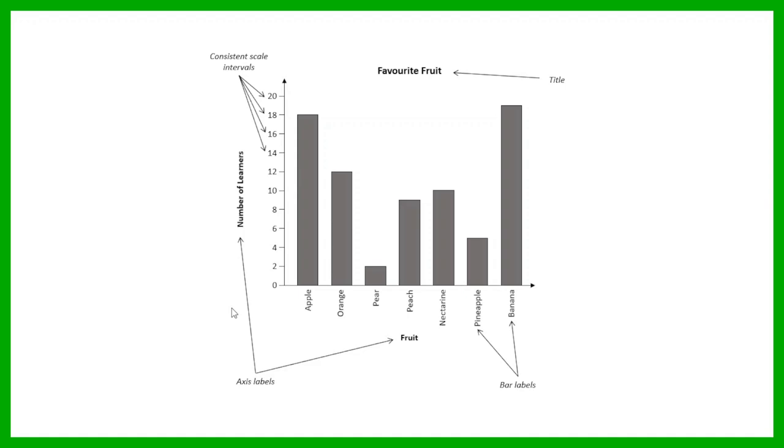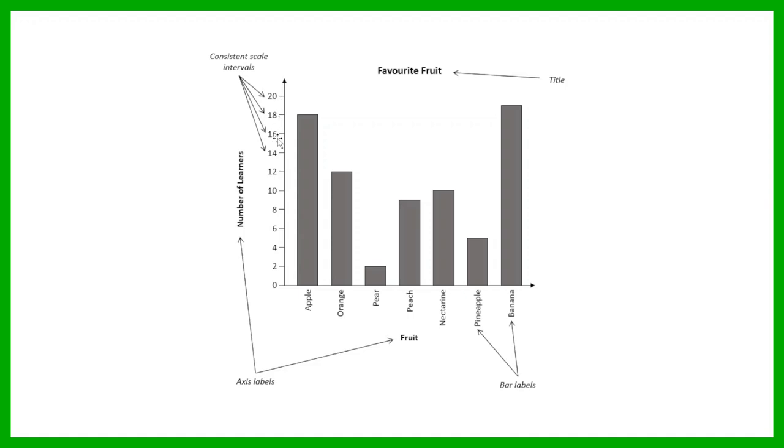Now, the interval that you choose for your axis will depend on the data that you're working with. So you might need to have much bigger numbers. In this case, it's counting in twos. You might need to count in fives or tens or twenties or hundreds or whatever is appropriate for the data that you're working with.